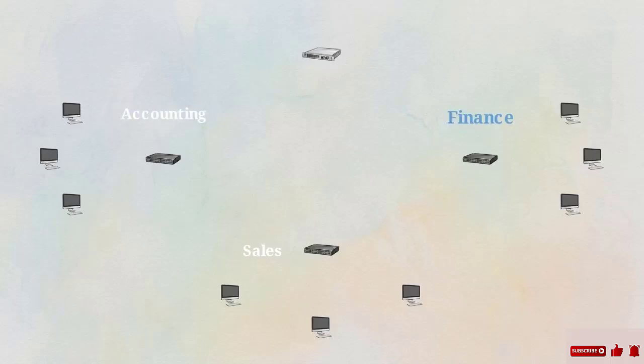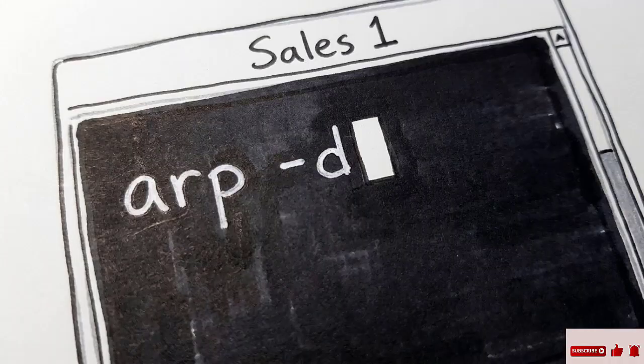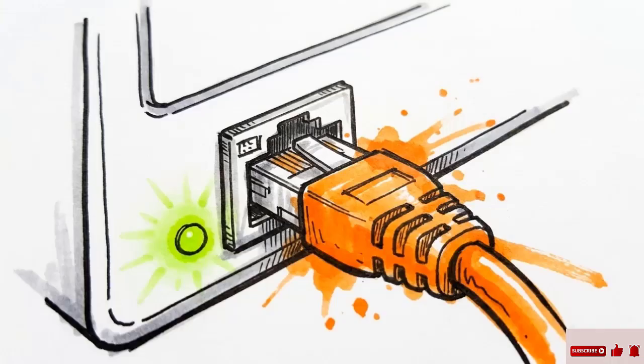Right now, accounting, finance, and sales are all daisy-chained together on one continuous loop. To see why this setup fails at scale, we need to generate some traffic. Open the command prompt on the Sales1 host and type arp -d to clear the ARP cache. Wiping that cache guarantees that the very next time this computer tries to talk to another device, it will have to send out a fresh ARP request to find it.